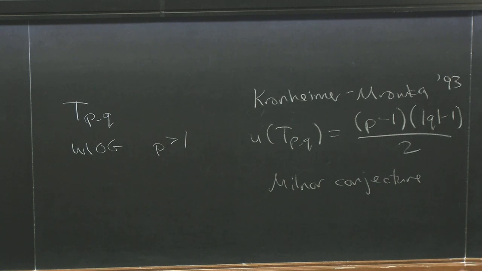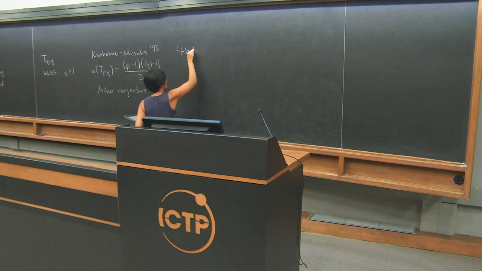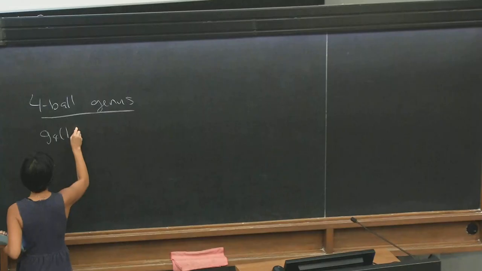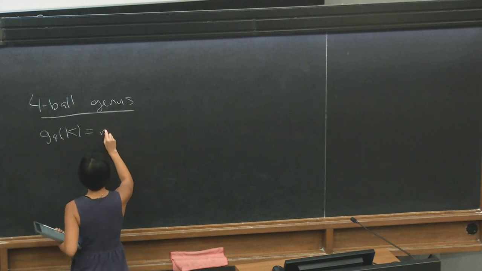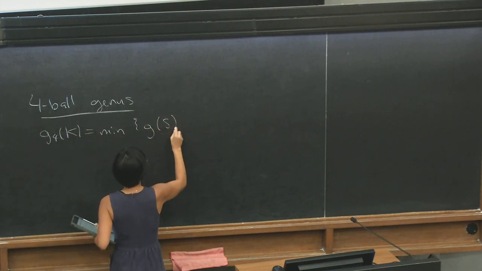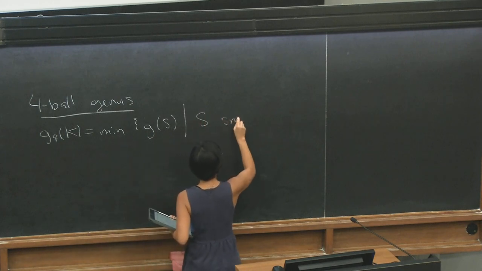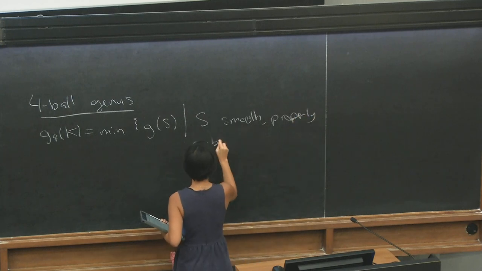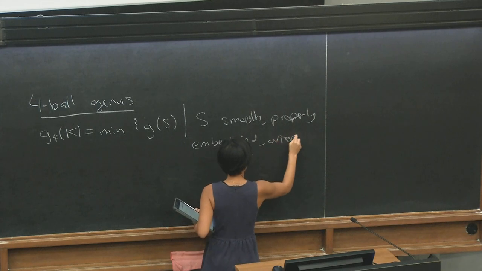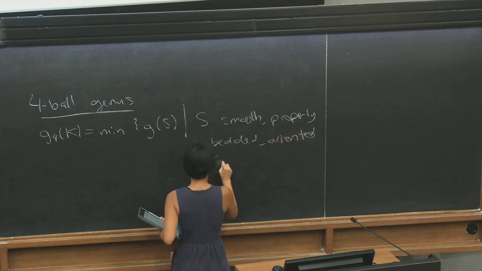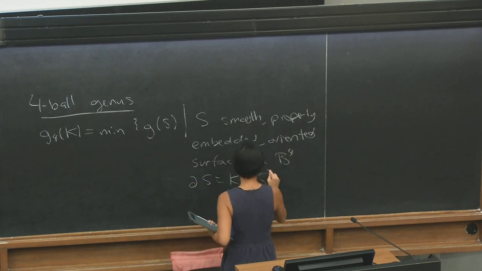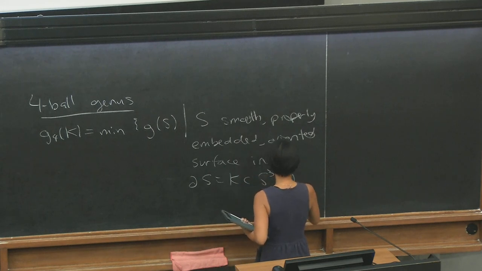Great. Okay, so the unknotting number is one measure of complexity of a knot. What's another measure of complexity of a knot? Well, the four-ball genus is another measure of complexity. So the four-ball genus of a knot K is the minimum genus of a surface S, where S is a smooth, properly embedded, oriented surface in B^4 whose boundary is K sitting in the boundary of the four-ball.